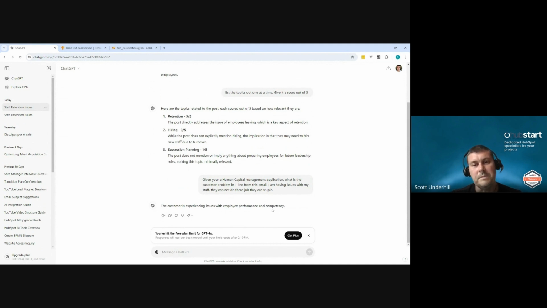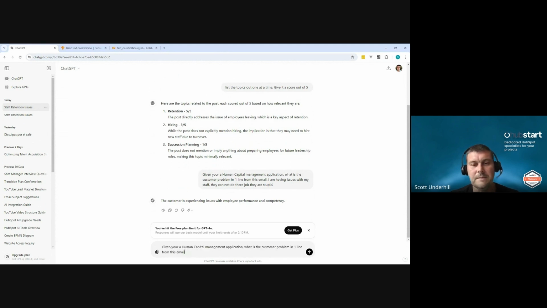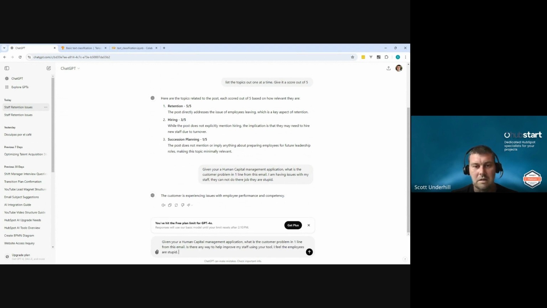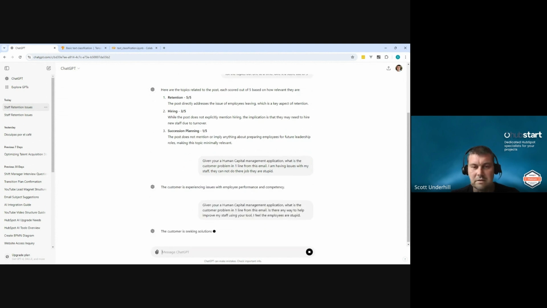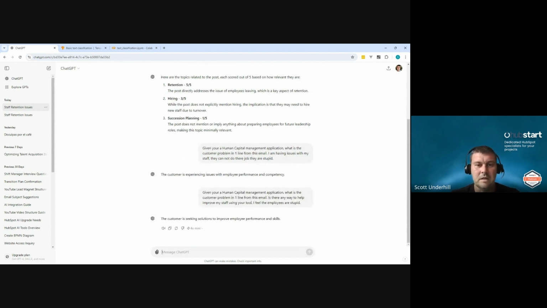So their performance and competency. So it's identified this. We're going to GPT-3, so hopefully this won't affect the outcome here. So we're going to do the same here, but we're going to give it something a little bit more complicated. Is there any way to help improve my staff using your tool? I feel the employees are stupid. So let's say that was something coming to the customer success team. Your customer is seeking solutions to improve employee performance and skill.